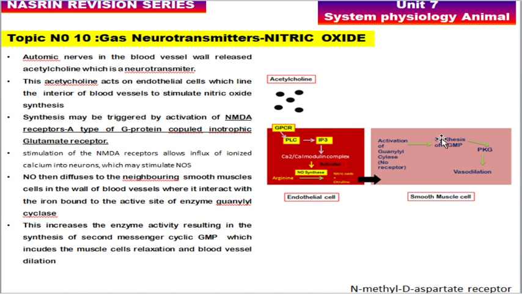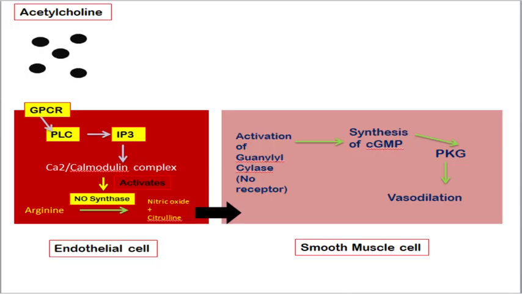Cyclic GMP is a secondary messenger, and it will modulate various effects in the nervous system. This cyclic GMP cannot act directly, therefore it will be activated by an effector part called PKG. So this is what you should know, friends. The increasing enzyme activity will result in the synthesis of secondary messenger, which will include muscle cell relaxation and blood vessel dilation. So this is the entire process. Please draw this in your preparation notebook.